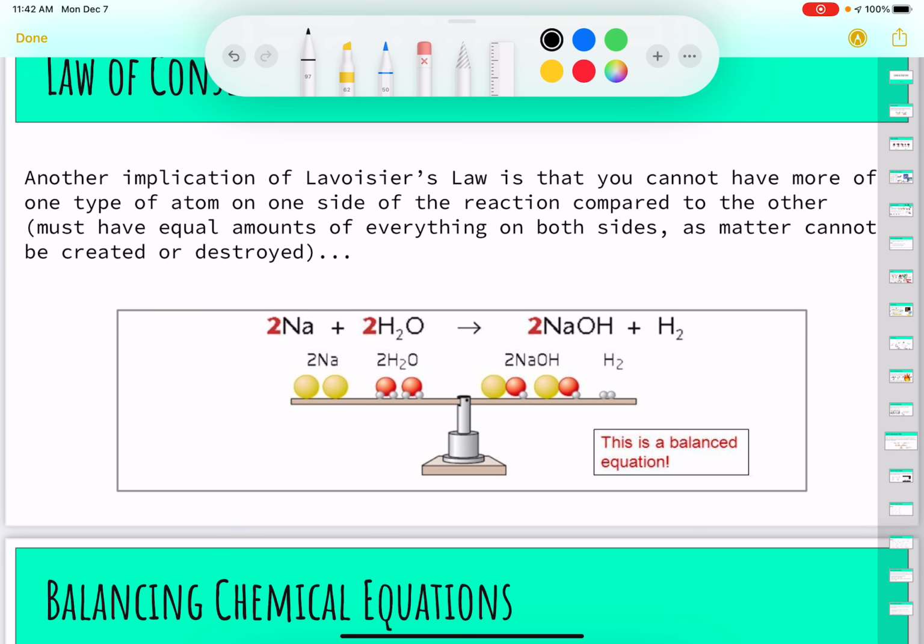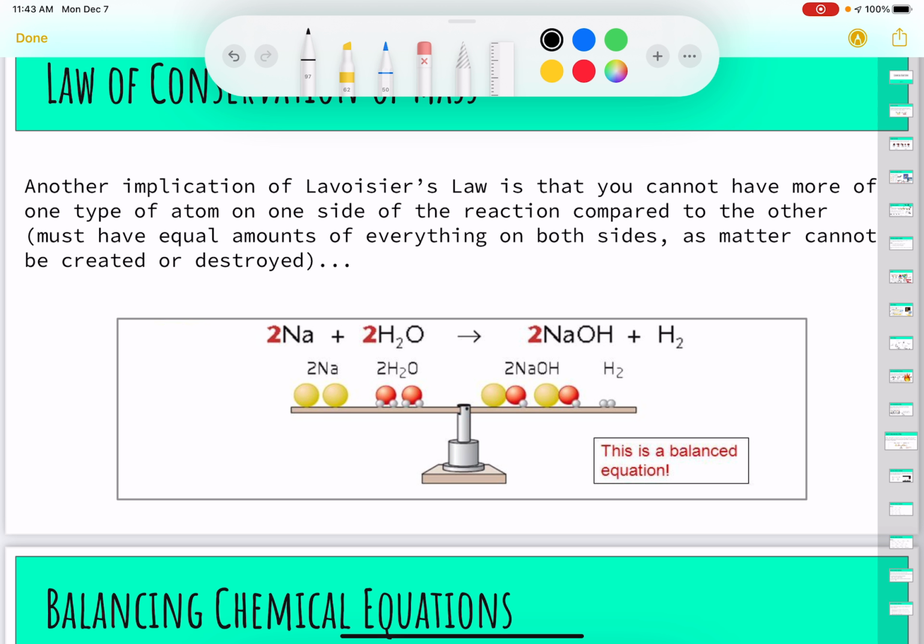It says another implication of Lavoisier's law is that you cannot, so he's the one that came up with the conservation of mass, you cannot have more of one type of atom on one side of the reaction compared to the other. So there must be equal amounts of everything on both sides, as matter cannot be destroyed. So when we're talking about matter cannot be created or destroyed, we need to have a balance of atoms from one side to the other.